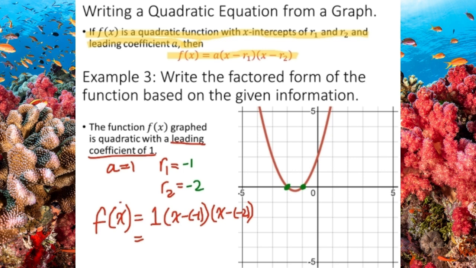Then we can do a little bit of cleanup. Anything times 1 is itself, so we don't have to write the 1 all the way in the front. And then we can clean up the signs in each factor. Negative negative is a positive, so x minus negative 1 we can rewrite as x plus 1. x minus negative 2 we can rewrite as x plus 2. And now we have our function.